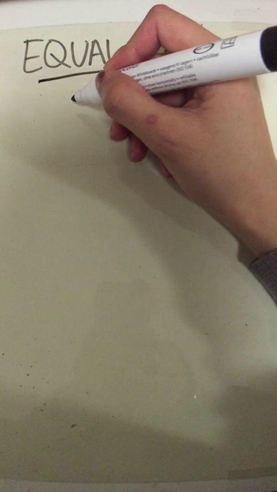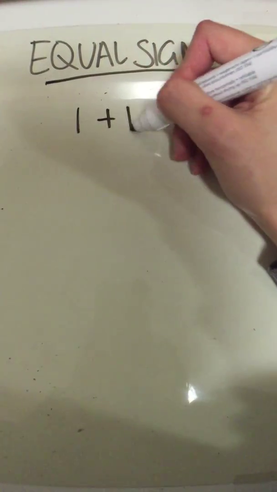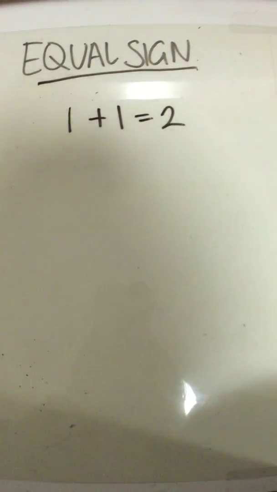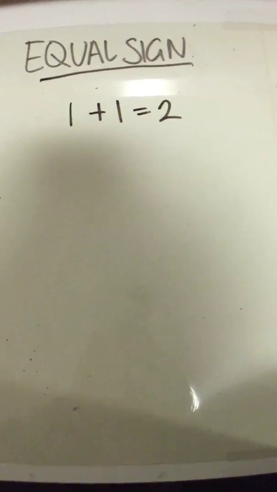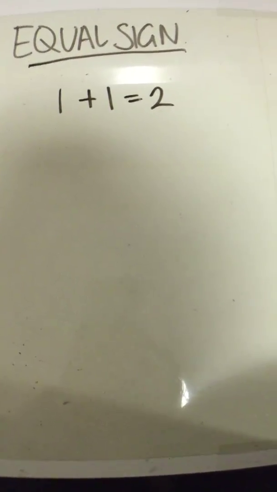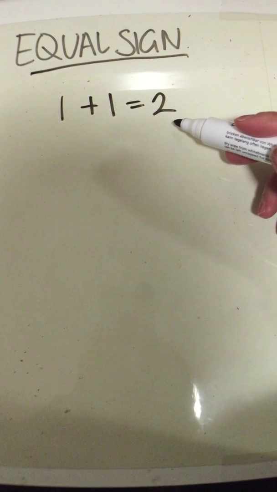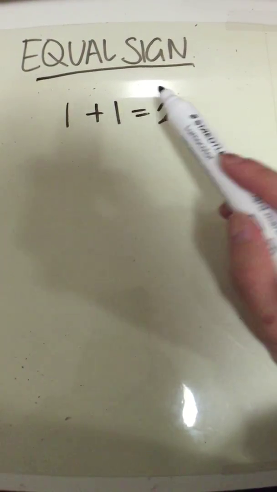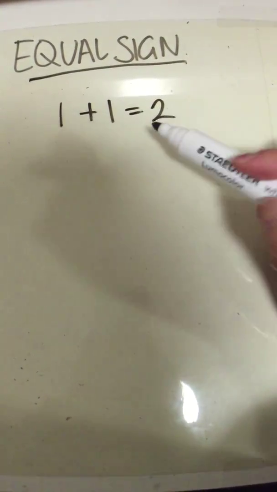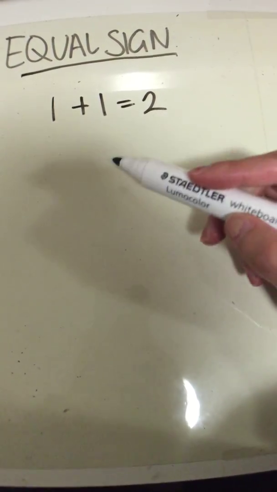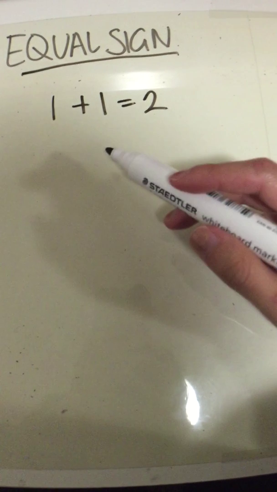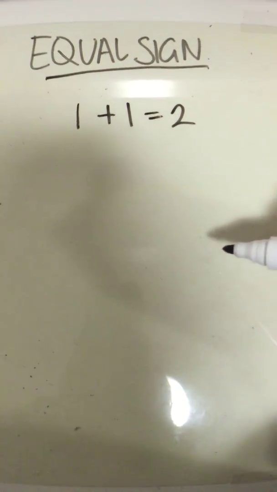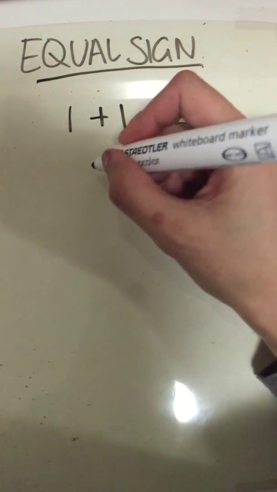So in maths, we would say 1 plus 1 equals 2. Here the equal sign is saying that 1 plus 1 has the same value as the number 2. Although 1 plus 1 does not physically look like number 2, it has the same value. It has equal value. And now this is important.